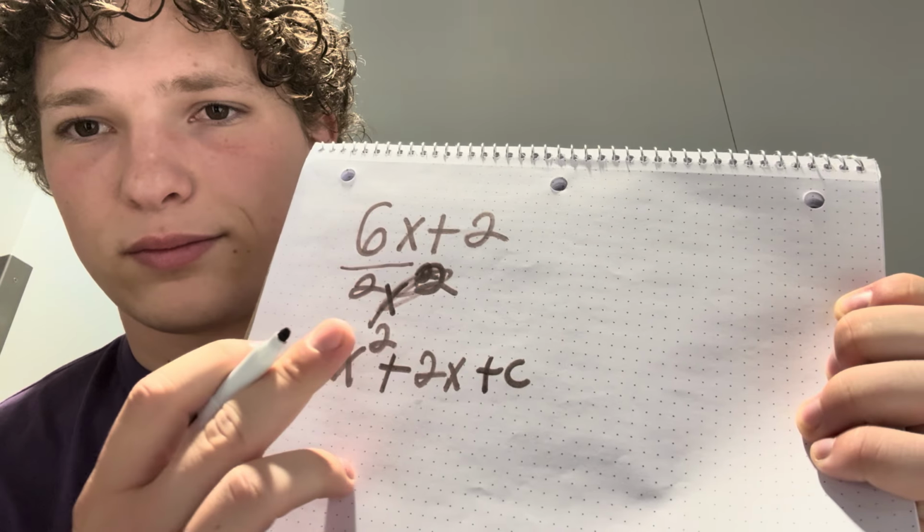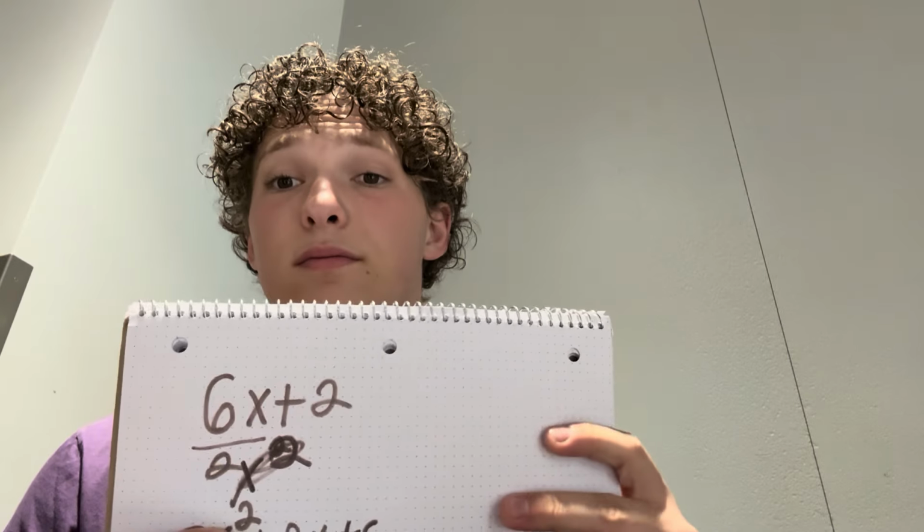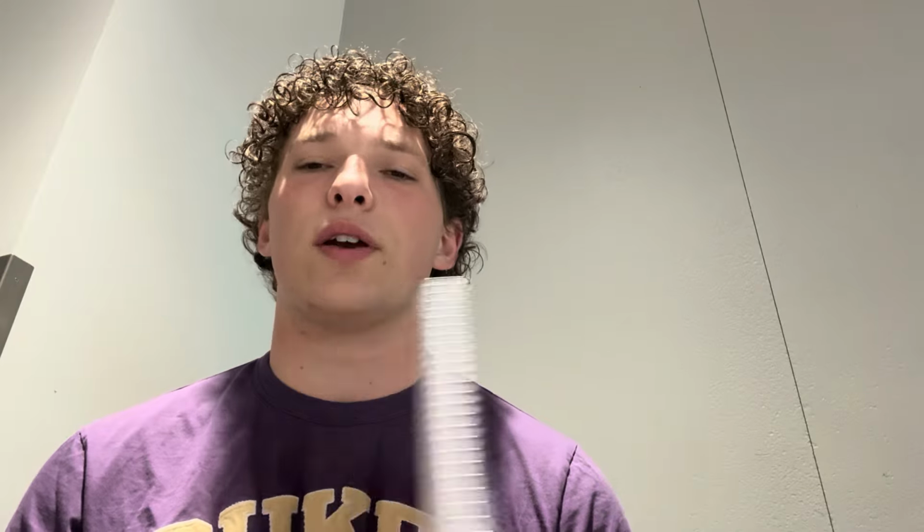3x squared plus 2x plus c. So, it is not perfect. What's the difference here? You get plus c because the derivative of any constant is going to be 0, period. Every single constant, whether it's derivative of 1 is 0, derivative of 2 is 0, derivative of 5,736,852, it's 0.